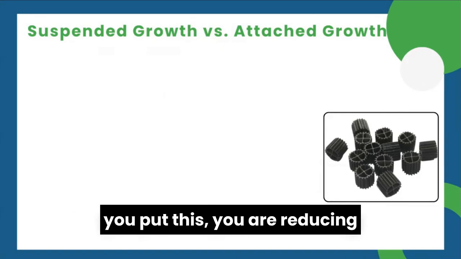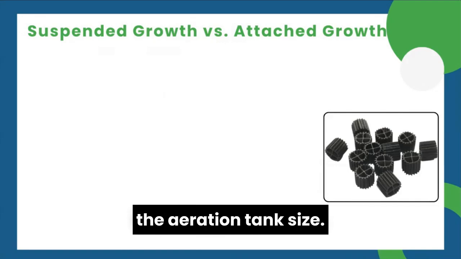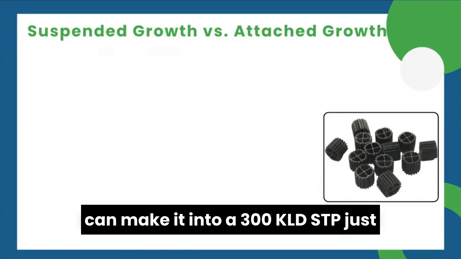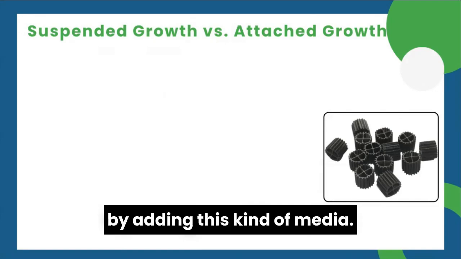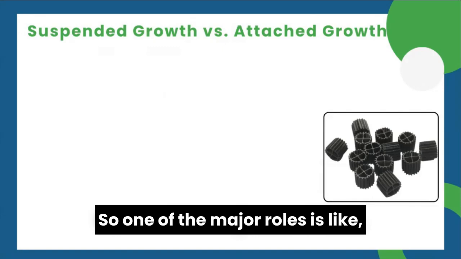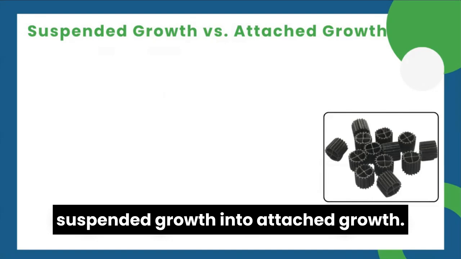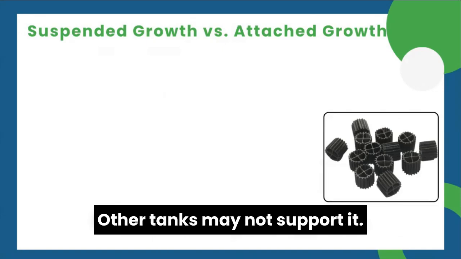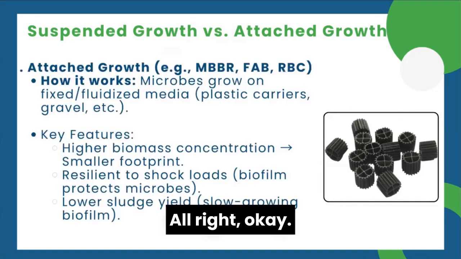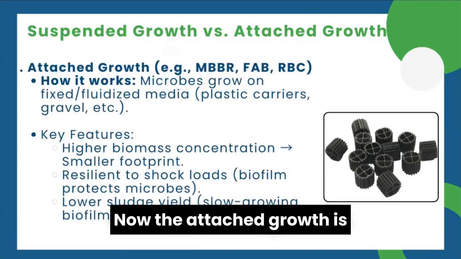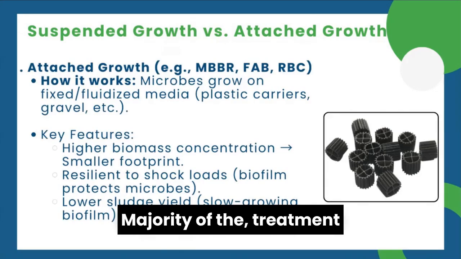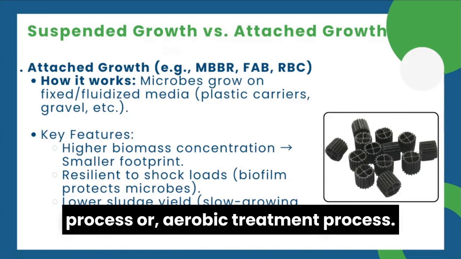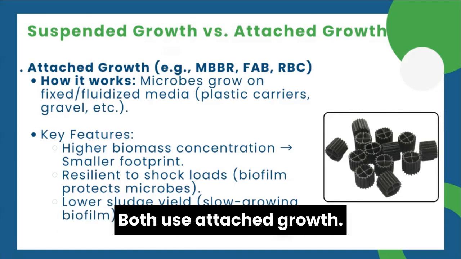So in the aeration tank, when you put this, you are reducing the aeration tank size. So compared to a 100 KLD STP of 10 or 15 years old, today you can make it into a 300 KLD STP just by adding this kind of media. So one of the major roles is that you are converting your suspended growth into attached growth. And by doing that, you're increasing the capacity of your STP. But there are other problems. Other tanks may not support it, other process tanks. All right. Okay. Now, the attached growth is a process that is used today. Majority of the sewage treatment plants use attached growth, whether it is anaerobic treatment process or aerobic treatment process. Both use attached growth. All right.